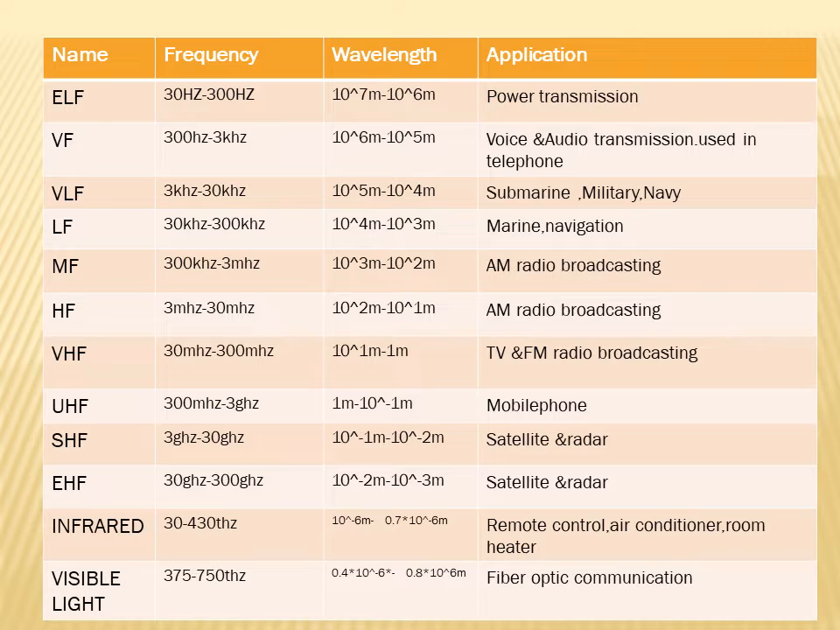Next one, it is the VF. VF, it is the voice frequency. Its frequency range is 300 Hz to 3 kHz. Its wavelength is 10^6 meter to 10^5 meter. It is used for voice and audio transmission, which is used in telephone.